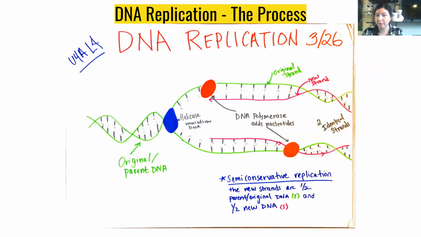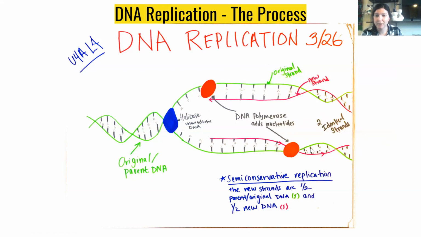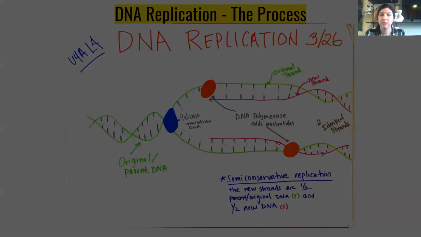So semi-conservative replication is when you have half the parent strand or the original strand, which I wrote down here as this green, and half of the new DNA, which is the pink. It's kind of pink. It's supposed to be a pink strand. And so that's essentially what you need to know for DNA replication. You need to know there are 2 enzymes: helicase unzips, and DNA polymerase adds the nucleotides. You're making 2 identical strands of DNA from that parent strand.